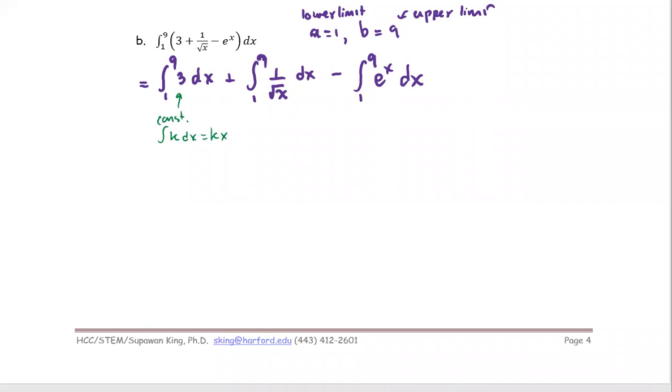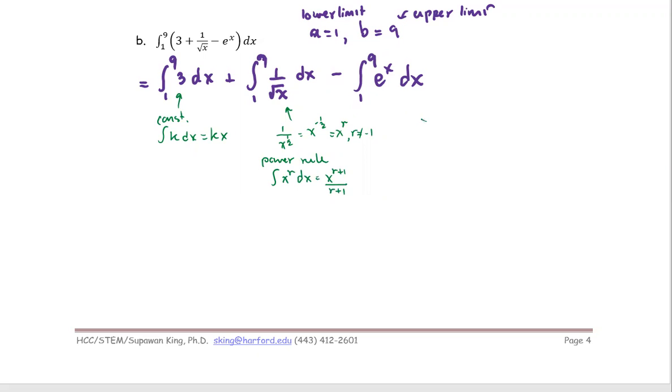Okay, the second one, we have 1 over square root x, which is 1 over x to the power 1/2. Write it as a power. When you see the power, this is x to the power r, and r is not -1. So we're gonna use the power rule. What is the power rule? The integral of x to the r with respect to x equals x to the r plus 1, divided by r plus 1.